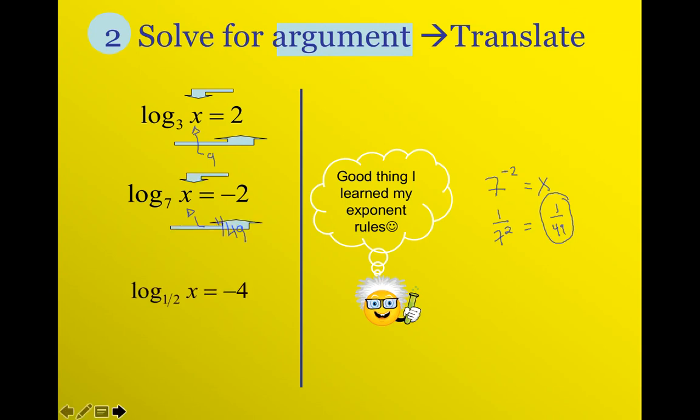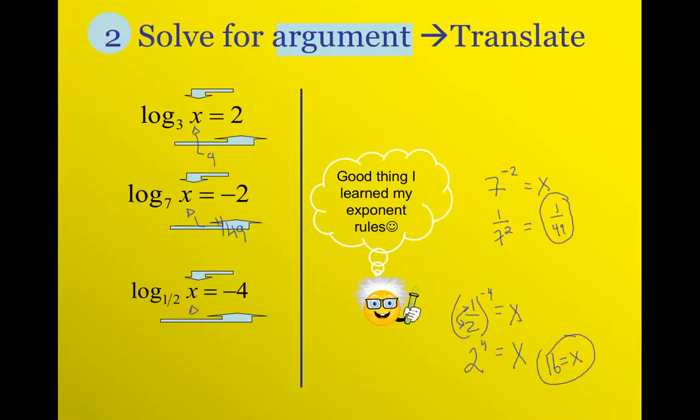Oops, sorry. I said that totally wrong. What is the exponent that turns 1/2 into x? The exponent that turns 1/2 into x is -4. It's a negative exponent, so let's flip these to make it positive. So this is 2 to the 4th. 2 to the 4th is 2 times 2 is 4, times 2 is 8, times 2 is 16. So this is 16.